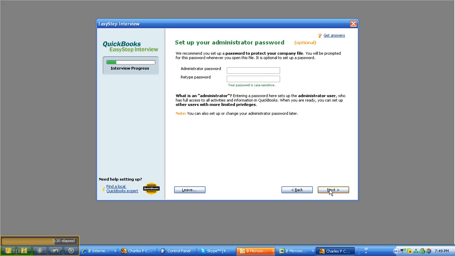We don't have to put anything here, but if you are going to have other people using the QuickBooks file, I would highly recommend that you have an administrator password so that when they sign in under a separate identity, they won't be able to manipulate some of the features of QuickBooks as easily if they are not an administrator.